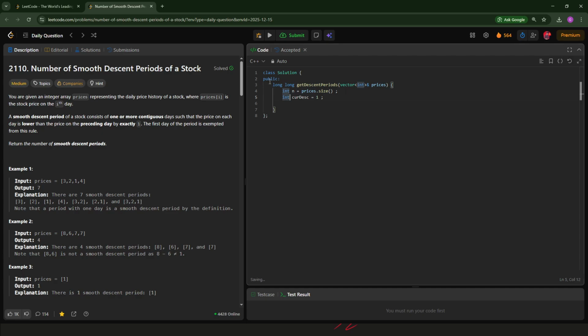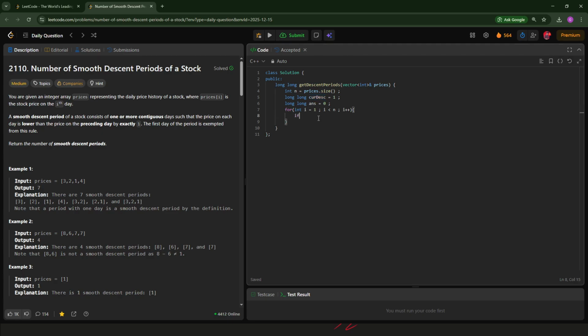The return type is long here, so let's make this long so it will be easier to multiply, and our answer is currently 0. As I told you before, we'll start from i equals 1 because we need something to compare with the previous day. So i plus plus, we loop till the last. When we need to increase the current descent and when we need to reset it back to 1, I have explained in the explanation.